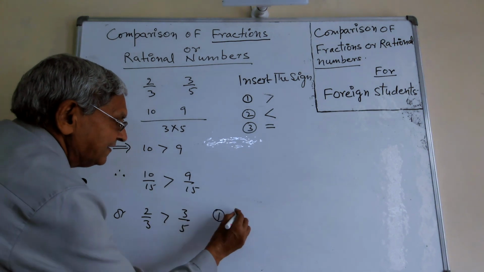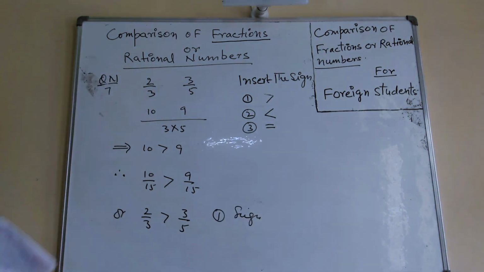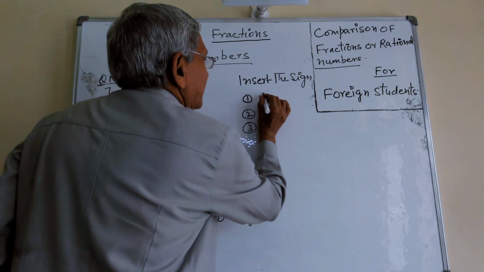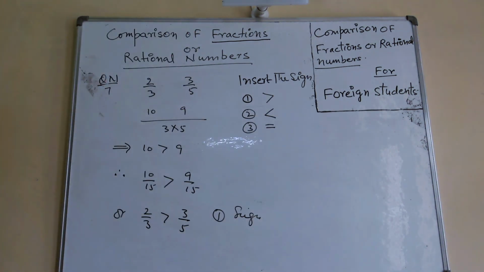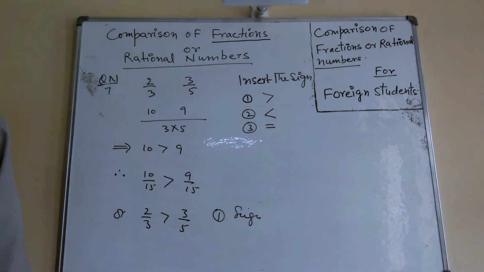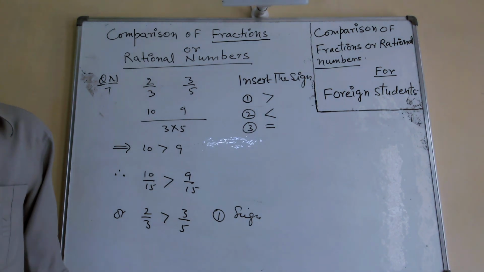Also first sign. Here you see, my dear students, by both the methods, the sign is same. So you can apply any one of the methods, by taking LCM or by multiplying the denominator of both the fractions opposite to each other. So my dear students, I think the comparison of fractions or comparison of rational numbers is clear to you.